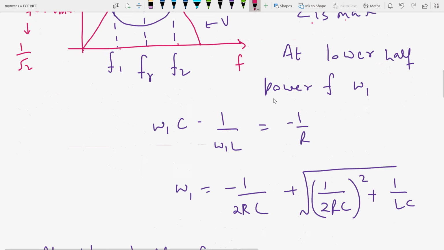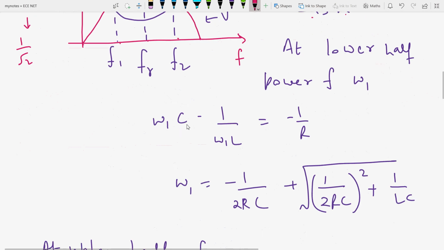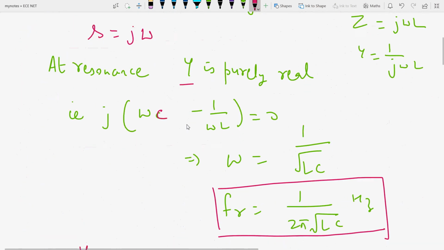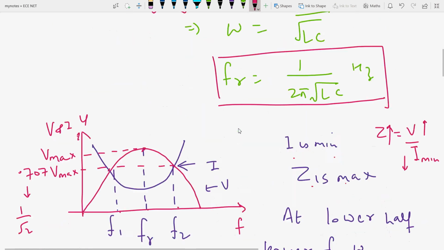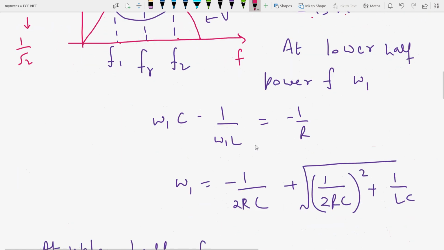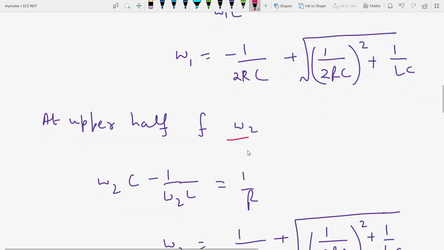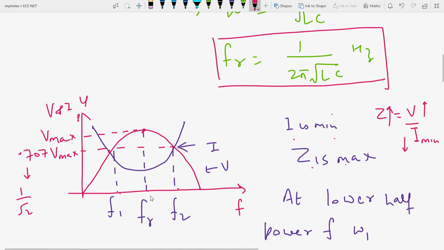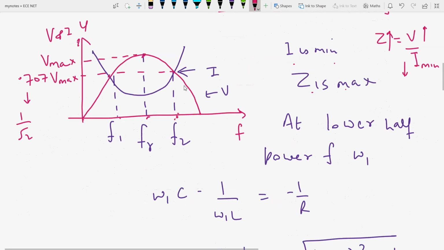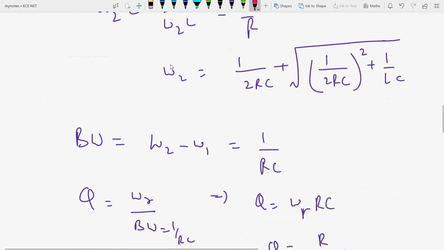So at the lower half power frequency we have omega 1 C minus 1 upon omega 1 L, and this will be equal to minus 1 by R. After solving the quadratic equation we have this value. At the upper half frequency we have 1 by R, that means after the resonant frequency we have this positive upper half frequency f2. Here the voltage is going to fall and the current is going to rise. So this is also omega 2.